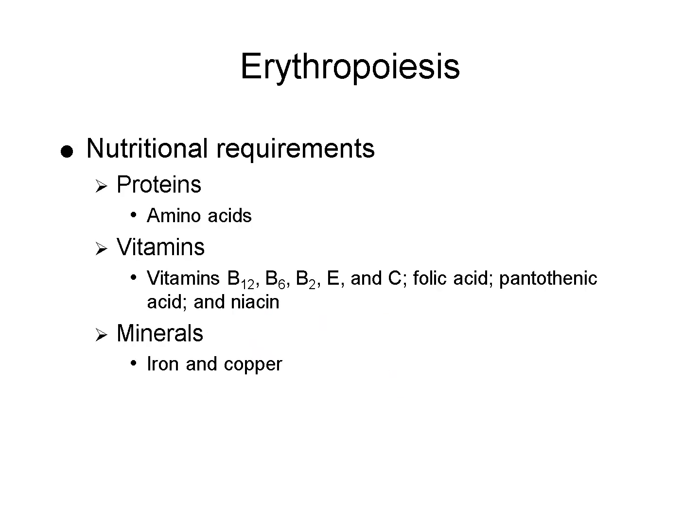Proper red blood cell production depends on specific nutritional requirements. Key proteins and amino acids are needed, along with a wide range of vitamins, including B12, B6, B2, folic acid, pantothenic acid, niacin, vitamin C, and vitamin E. Essential minerals such as iron and copper also support hemoglobin synthesis and overall red blood cell health.